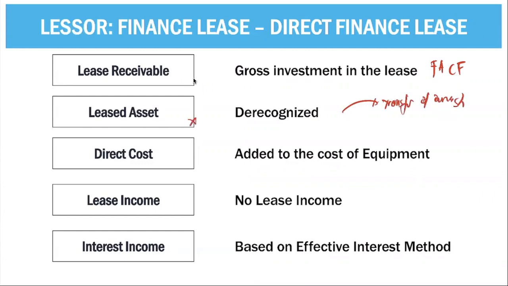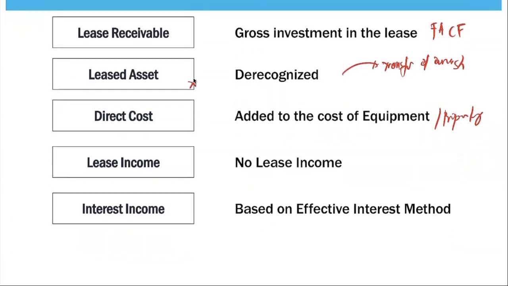So tatanggalin mo na yung lease asset na pinaparenta mo. Next, the direct cost is added to the cost of the equipment or the property in case there are direct costs on the lease. Lease income, you will not recognize a lease income, but you will recognize an interest income based on effective interest method. So you debit a lease receivable, you remove your lease asset.